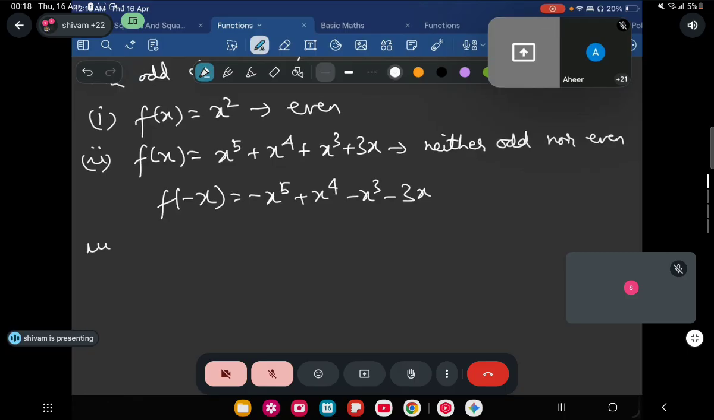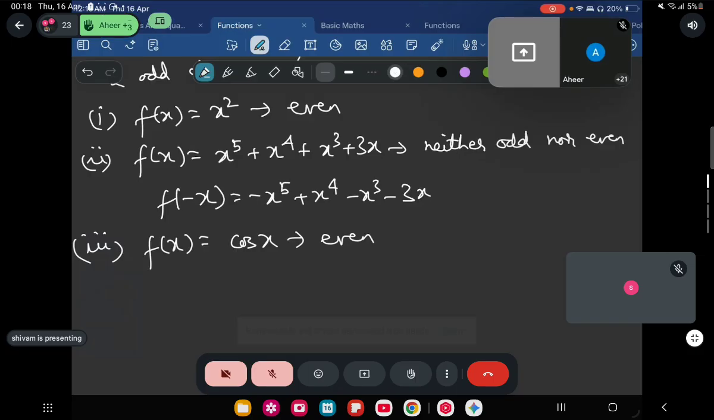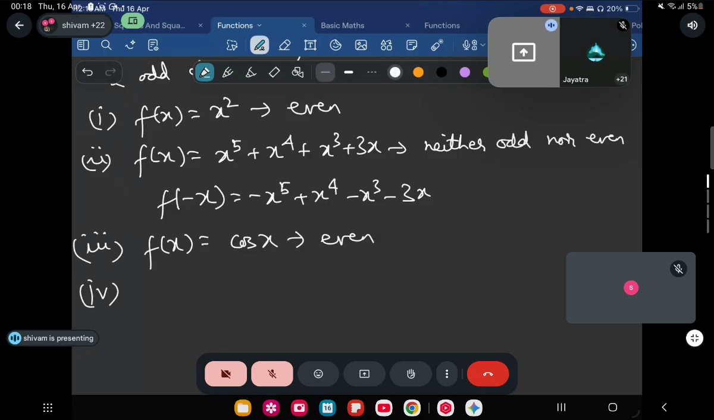Next, number 3. f of x is equal to cos x. Raise your hand. Even function. That is why you see the left hand side of cos x is also equal to the right hand side of cos x. Number 4. f of x is equal to tan x.